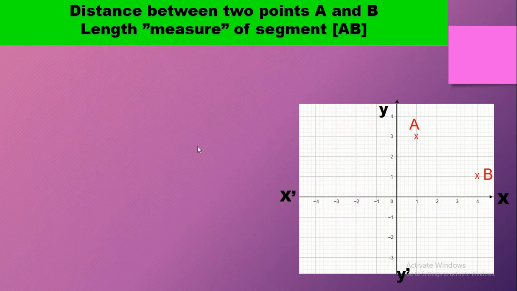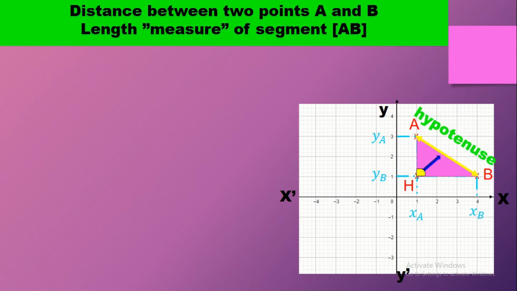Now we're going to learn about the distance between 2 points in an orthonormal system, which is also the length or measure of a segment AB. To understand the rule well, follow on the figure, please. As you see, we have 2 points, A of coordinates XA, YA, and the point B of coordinates XB, YB. Here, their projections intersect at the point H. As you see, a right triangle is formed.